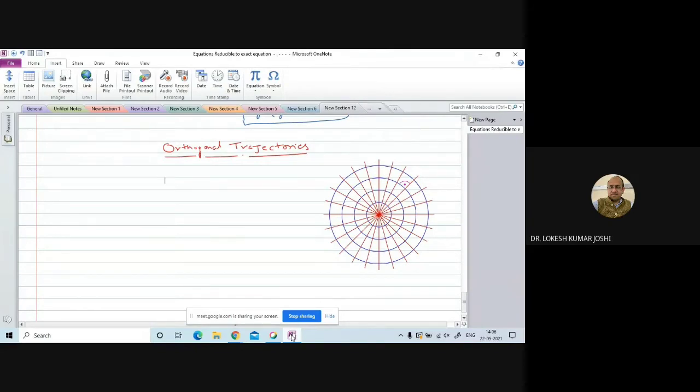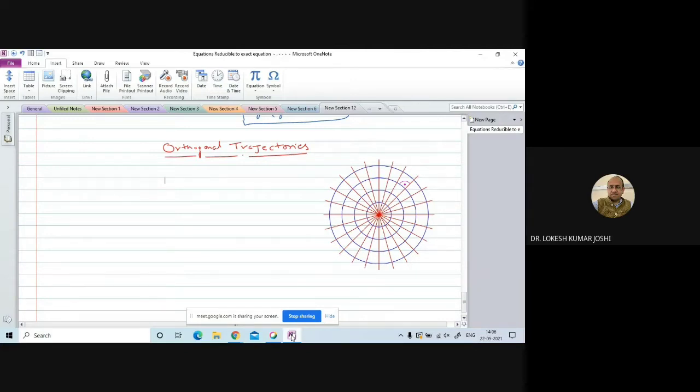Hello students, in the last lecture we discussed the topics where the differential equations are not exact and we convert these equations into exact type. In this lecture, I am going to discuss with you orthogonal trajectories. Now, what is the meaning of orthogonal and trajectories?